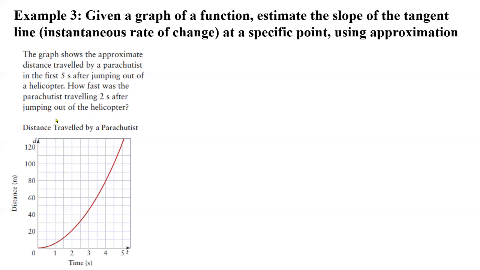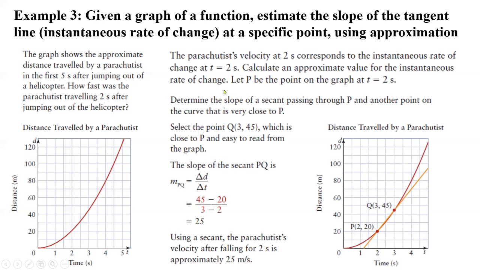Okay, let's have a look at the solution. So the parachutist velocity at 2 seconds corresponds to the instantaneous rate of change at t equals 2 seconds, right? Therefore, calculating an approximate value for the instantaneous rate of change is how we can solve this problem, right? So we can let P be the point on the graph at t equals 2 seconds. So P is here, and determine the slope of the secant passing through P and another point on the curve that is very close to P.